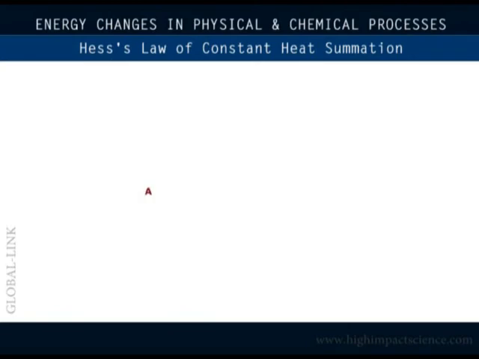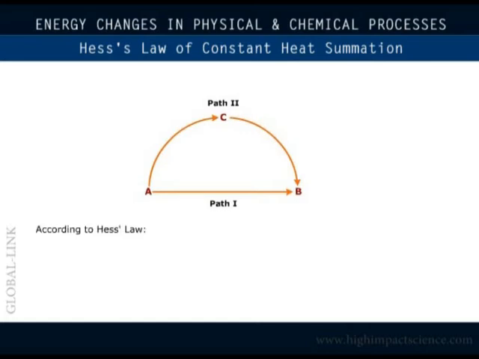Consider substance A being converted to B through this path, or A being converted to C first, and then C to B. Either way, A has been converted to B. According to Hess's law, delta H is equal to delta H1 plus delta H2.